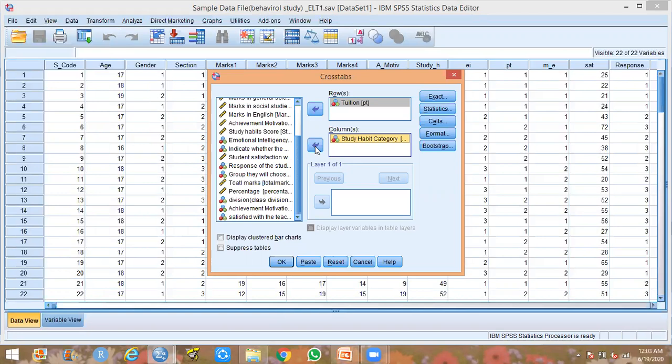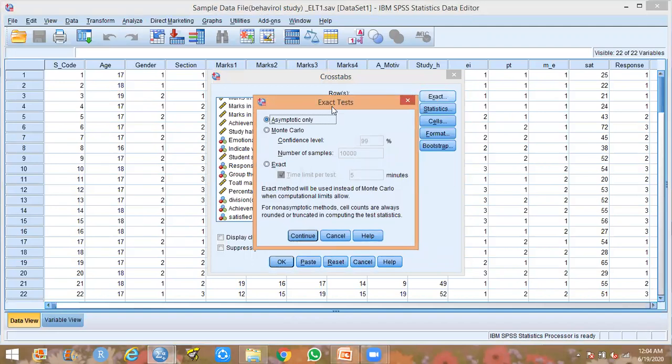Here the chi-square test is a non-parametric test to test the significant difference or to test the relationship between any two or more attributes. Here, of course, the tuition and study habit category. These are two different attributes, right? Two different categories. Of course, categorical variables. Now how you can cross-tabulate these two, and analyze with the chi-square test.